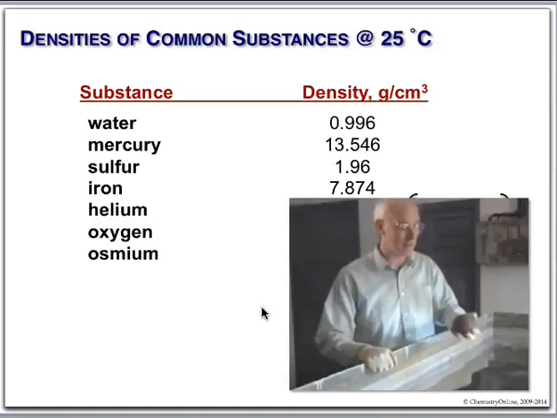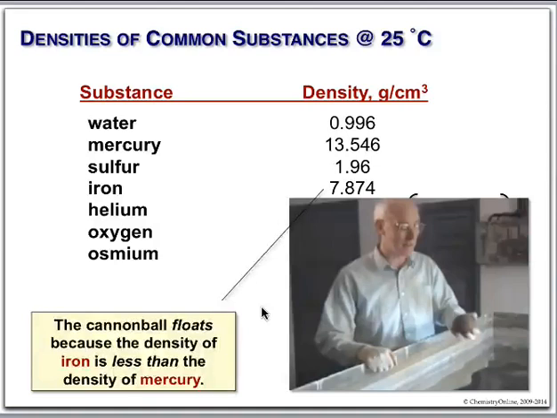Oh, well, I will tell you what happens. He takes and he drops the cannonball into mercury, and it floats. Now, you don't see cannonballs float on things very often. The reason it floats is because the density of iron at 7.8 is less than mercury at 13.5. Less dense things float on more dense things. Kind of a neat little movie. I'll try to get it to run tomorrow or Wednesday or whatever.